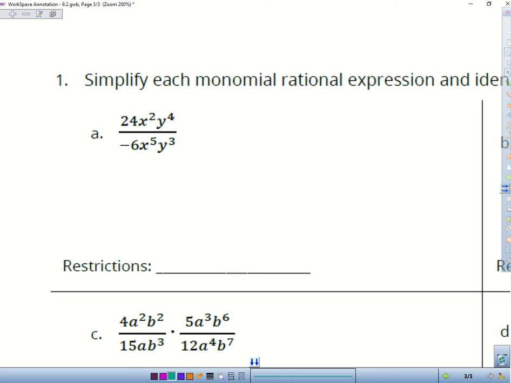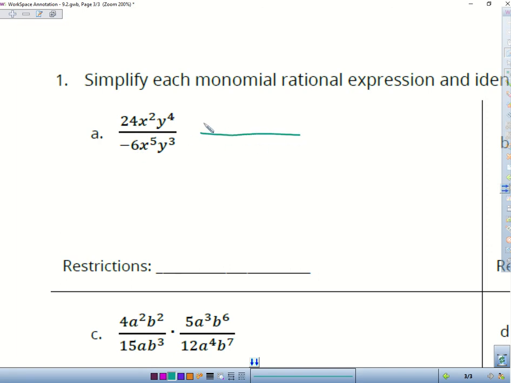So now we're going to look at monomials. A monomial is defined by a single term. The easiest way to identify a monomial is that there is no plus or minus sign in there. A minus sign doesn't mean a negative; I mean a sign between two operations. So the first thing you do is deal with the numerical portion. How many times does negative 6 go into 24?